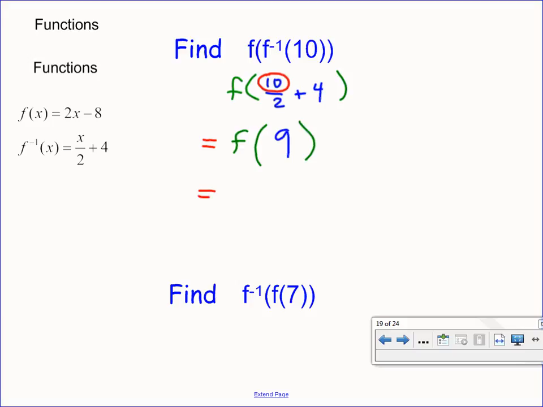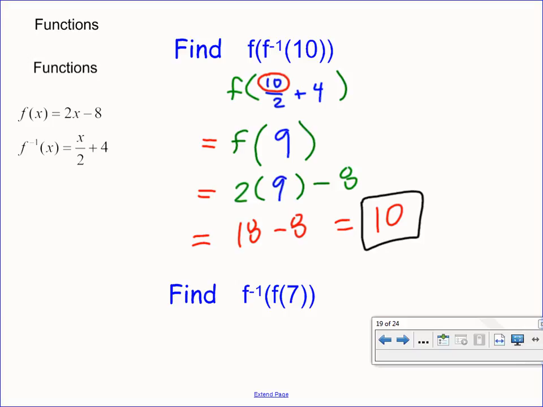So I plugged in 10 into f inverse. Everywhere I see an x, 10 divided by 2 is 5, 5 plus 4 is 9, and now I'll evaluate my outer function, the rule f. Everywhere I see an x, I'll put a 9. So 2 times 9 is 18, minus 8, I'm getting 10. Right, I got 10.